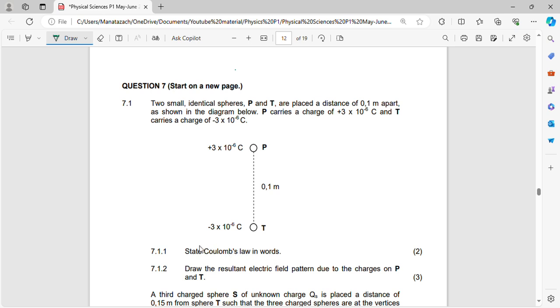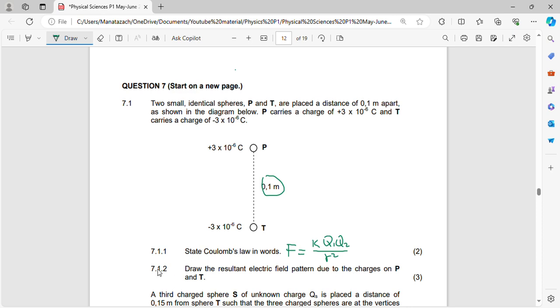So Coulomb's law is based on this formula here. F is equal to K times Q1 times Q2 divided by R squared. So it basically says the force between two charges, in this case P and T, is directly proportional to the product of their charges and inversely proportional to the square of the distance between them, which in this case is 0,1 meters.